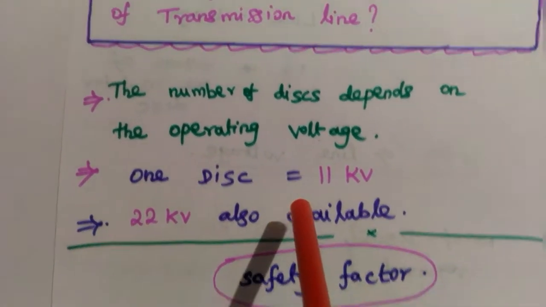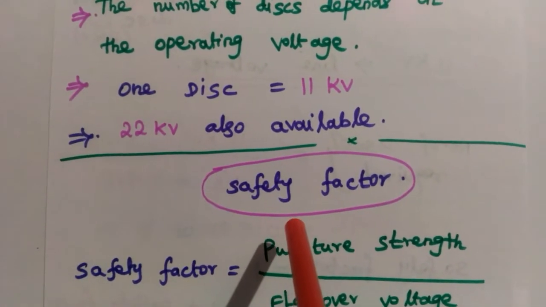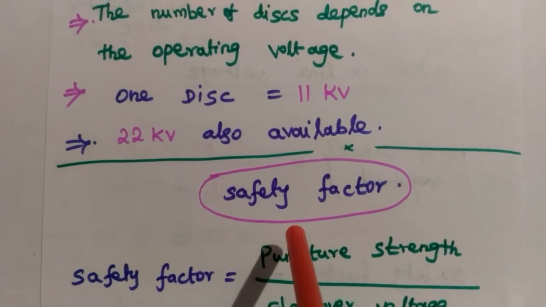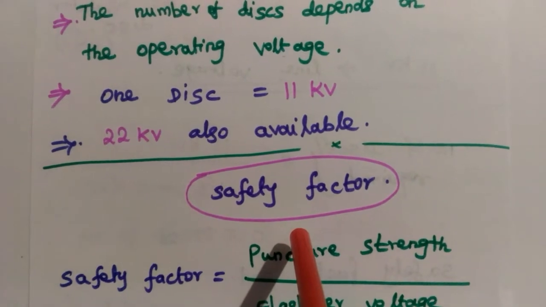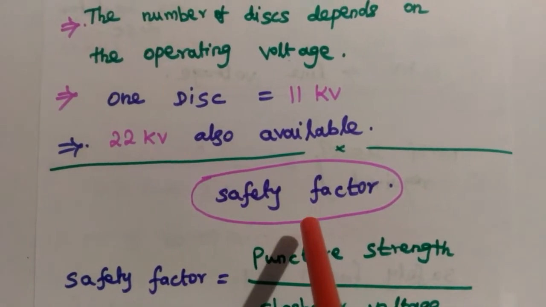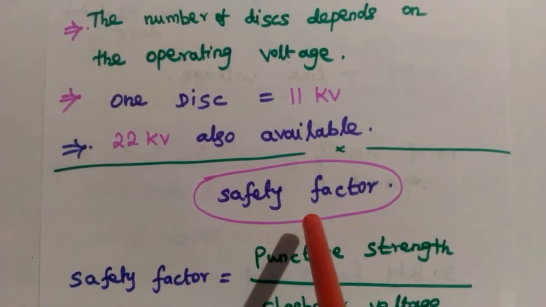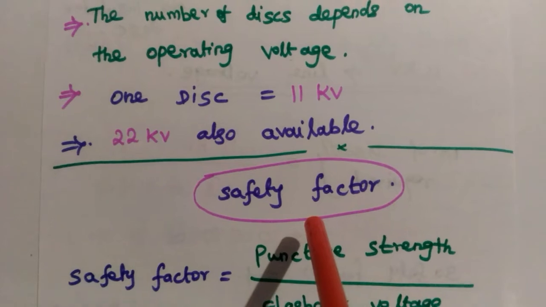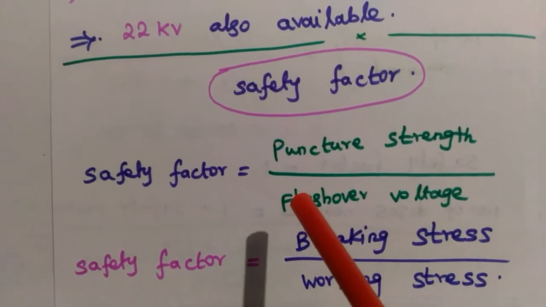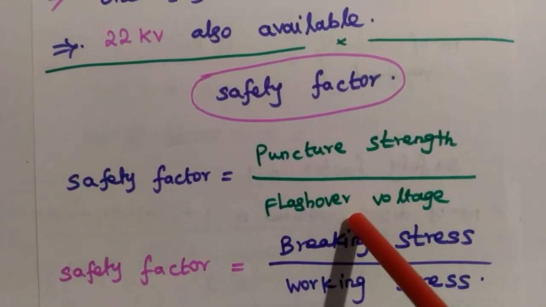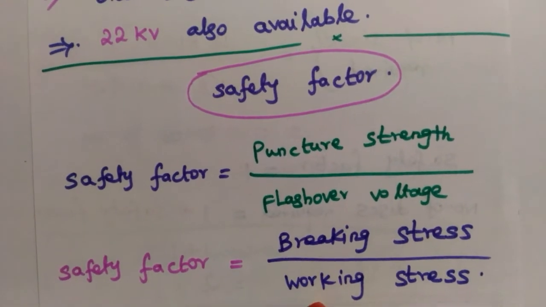Before that, we should know what the safety factor is, because the safety factor is one constant value. This constant value is multiplied with, or added to, the number of discs, so that we can prevent breakage of that particular insulator. For that purpose the safety factor is used. The safety factor definition is puncture strength to the flashover voltage, or the safety factor is equal to breaking stress to the working stress.